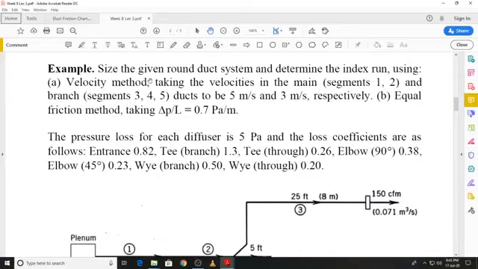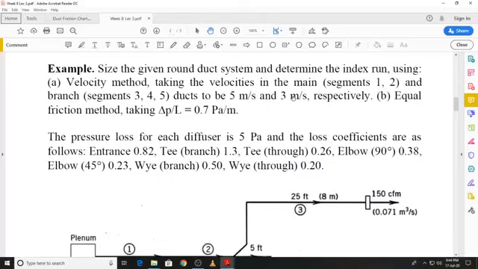So in the problem we are told that it's a round duct system. We need to find out the index run. Remember, the index run is the run with the maximum pressure drop, and we have to first solve it by using the velocity method. And in the velocity method we need to make an assumption about the velocity in the main duct and in the branches, and that velocity we have been already told about in the problem statement, that in the main duct, which consists of segments 1 and 2, it is 5 meters per second, and in the branches, segments 3, 4 and 5, the velocity will be kept at 3 meters per second.